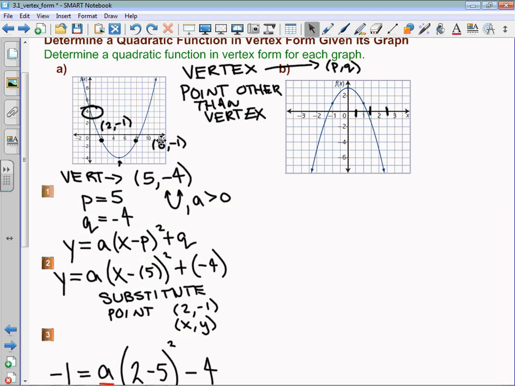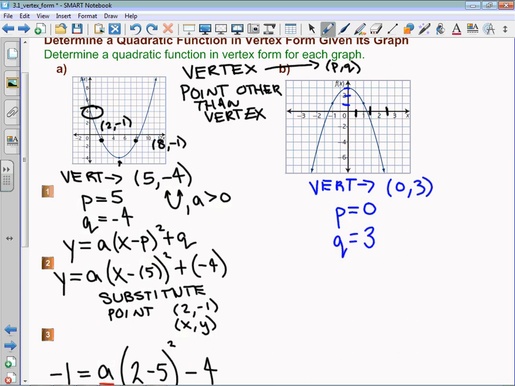All right, we're going to do B at the same time. I'll do it in blue to try to differentiate between the two. But we're going to do the exact same thing. I'm going to find the vertex. The vertex for this particular parabola is at (0, 3). Just looking at that y scale, it's 1 each tick. That lets me know that p is 0 and q is +3.